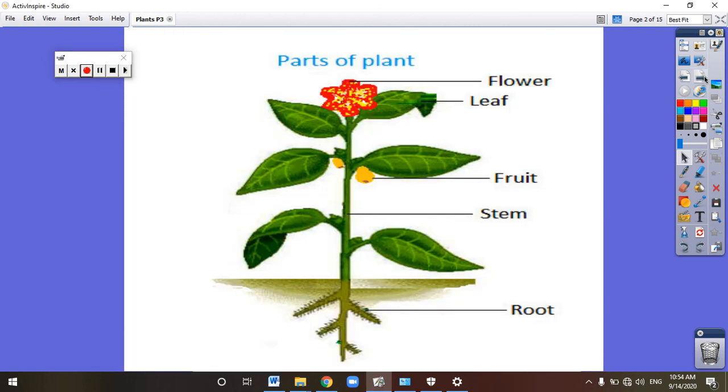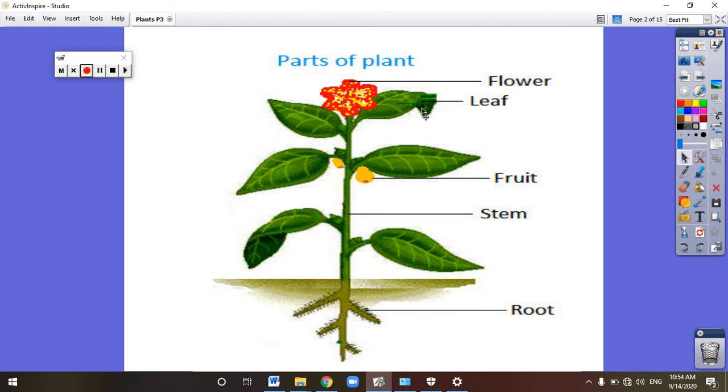We will take today part 1 from lesson 1, which is called plants. Do you remember the parts of the plants? Yes, the plants consist of many parts, such as roots, stem, leaf, fruit, and flower. But the main parts of the plants are roots, stem, and leaves.